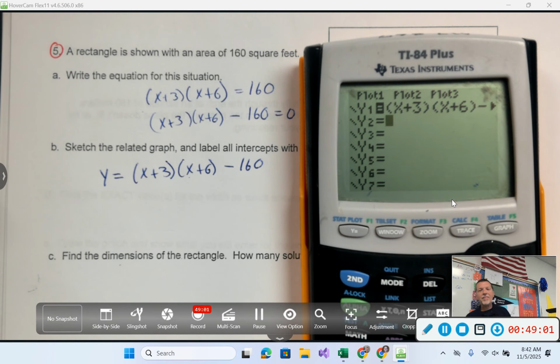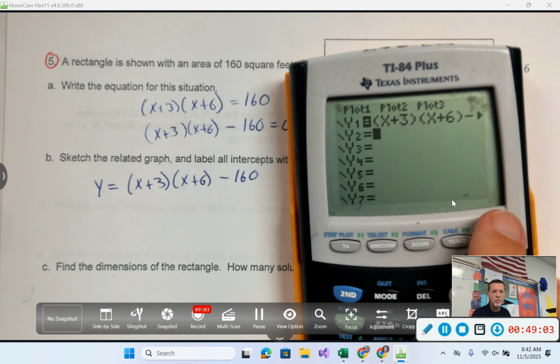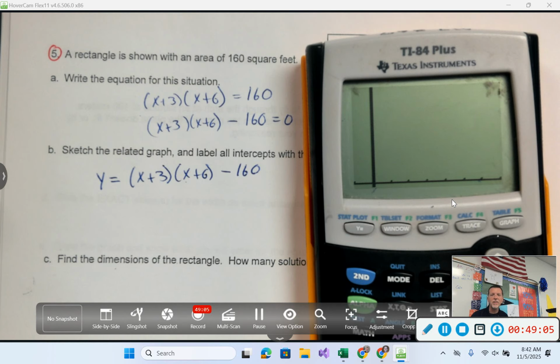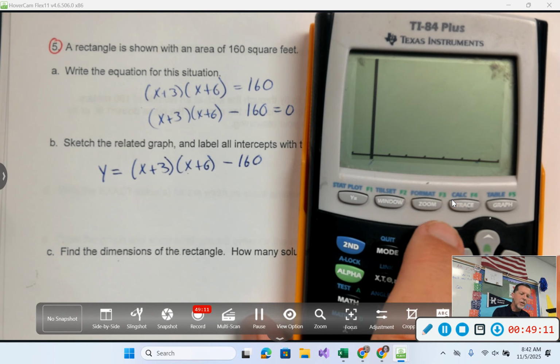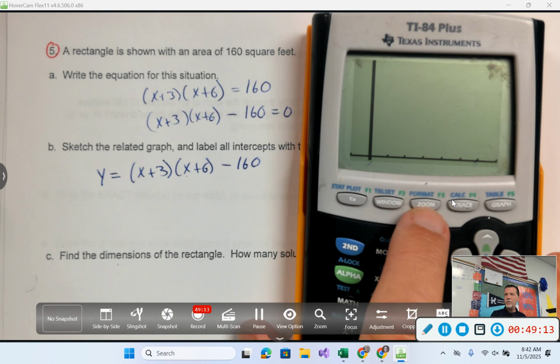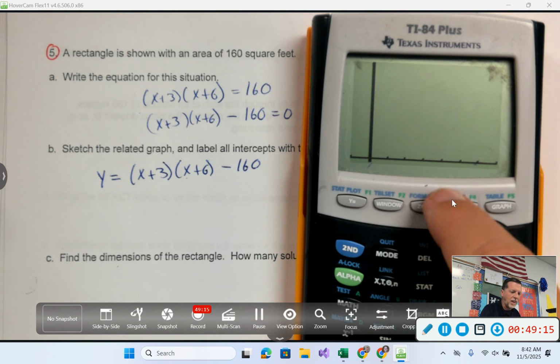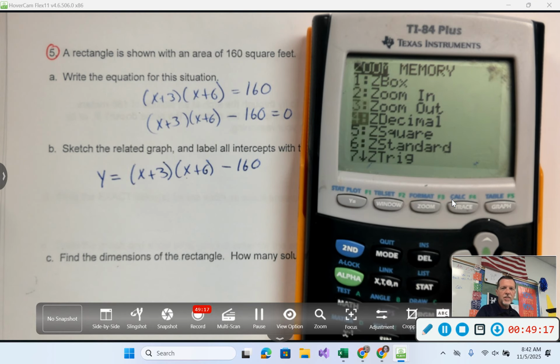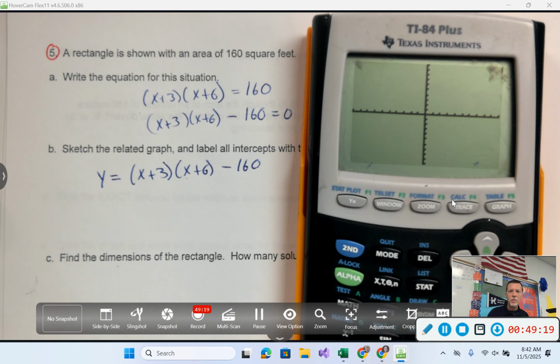Now, I have no idea what this graph is going to look like, so I'm just going to hit graph and hope for the best here. Yep, that's what I figured. I don't see anything. So I'm going to go zoom standard, right? If you ever get to where you don't see anything, zoom standard puts you back kind of at normal. Hopefully we see something on this graph. Okay, there's part of the graph.